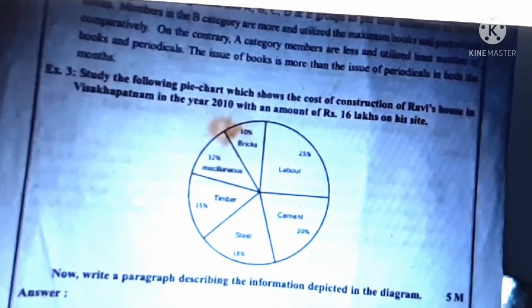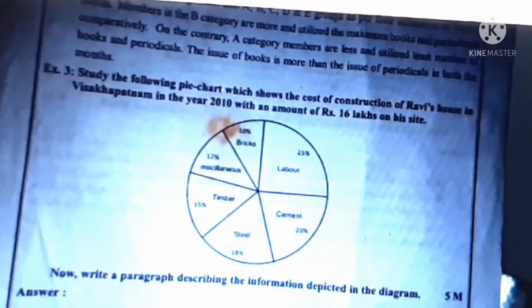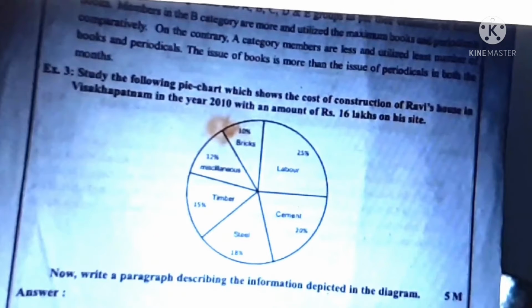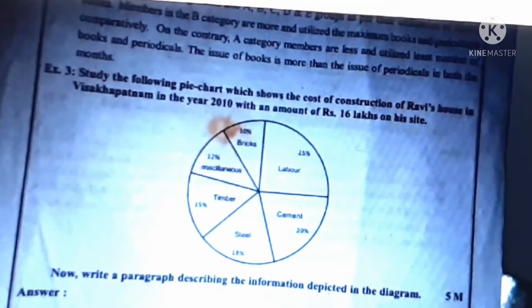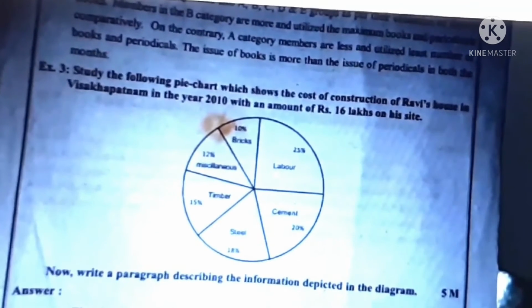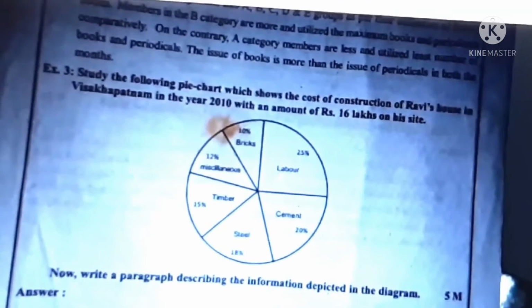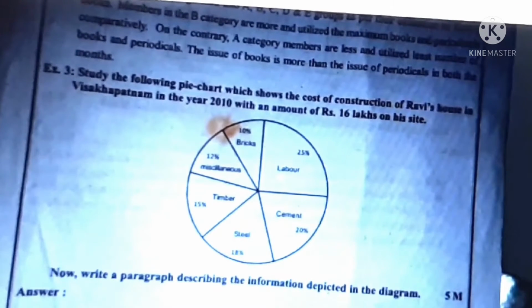In the question itself there will be the name of the diagram. Here it is pie chart. Okay, this is pie chart. Write it as the second line. Next, there will be that or which shows in the question. It relates to the pie chart.